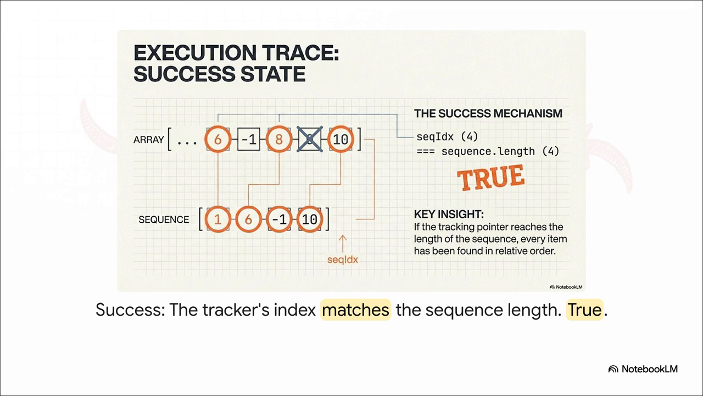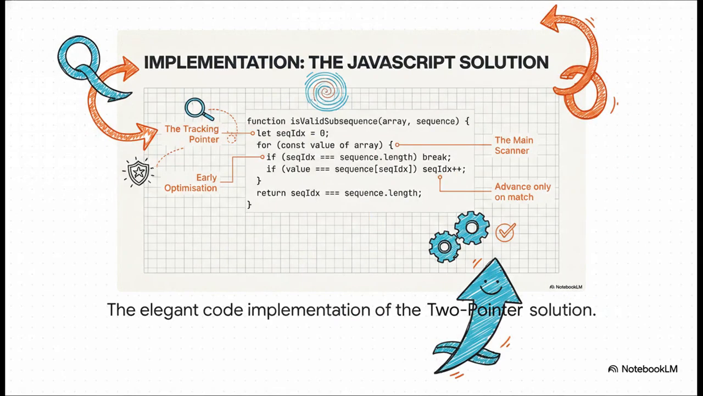We've hit our success state. But how does the computer know it has succeeded? Well, the insight is actually pretty simple. If our tracker pointer has moved all the way to the end of the sequence array, meaning its index is now equal to the length of that array, well, that means we found every single item we were looking for, and we found them in the right order. Game over. We win. And here's what all that logic looks like as actual code.